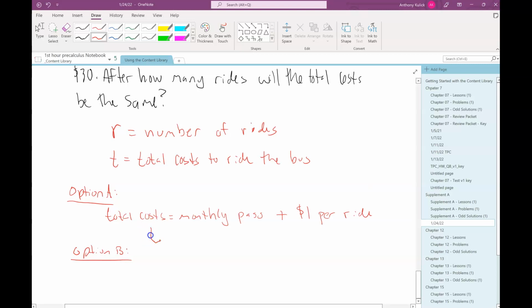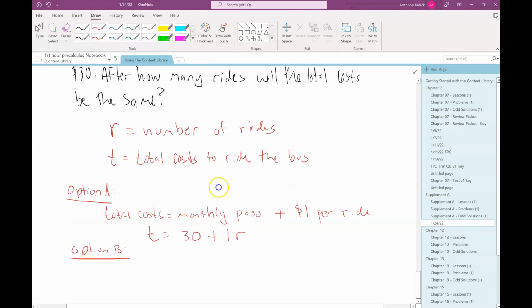Okay. Our total costs, we said we're going to be the letter T. The monthly pass cost $30. That was told to us in the problem. And then we have $1 per the number of rides, so just 1R. Everybody feel okay how we decoded that into an equation?